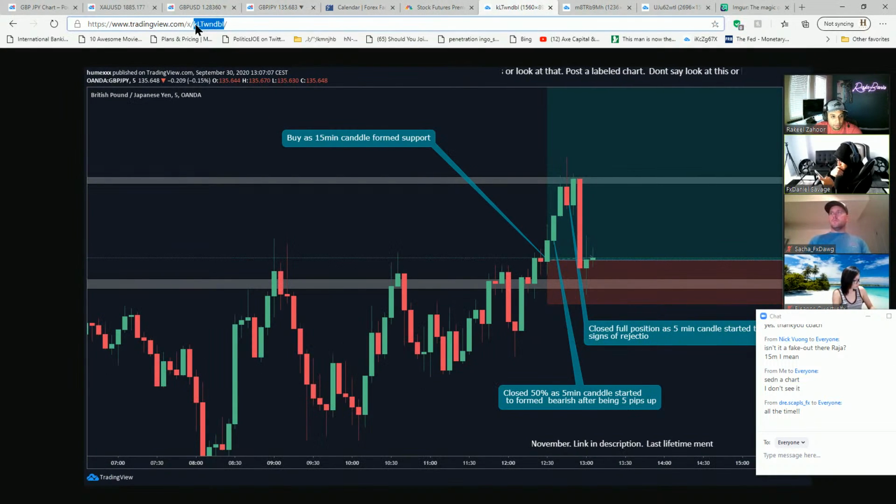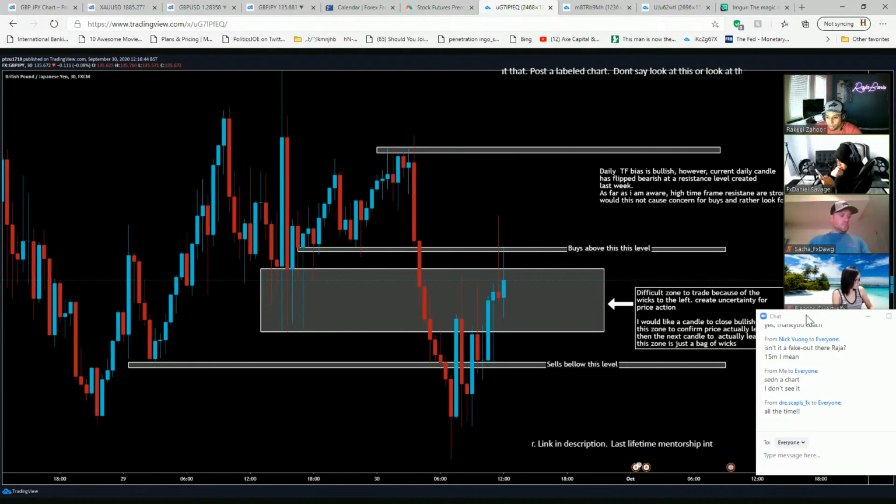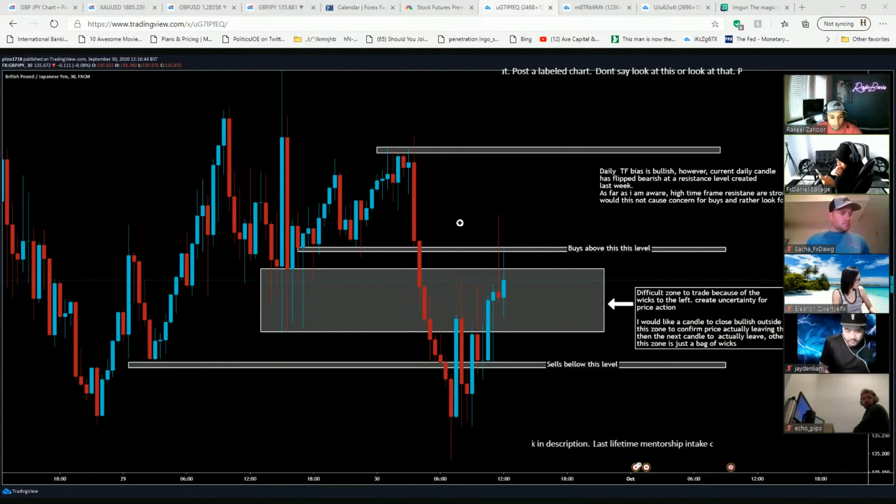Let's take a look here. Oh wow, okay, this is a pretty well labeled chart over here. So what's this? Sells below this area, okay. Buys above this level. I agree with this level. I'm looking for the same thing.